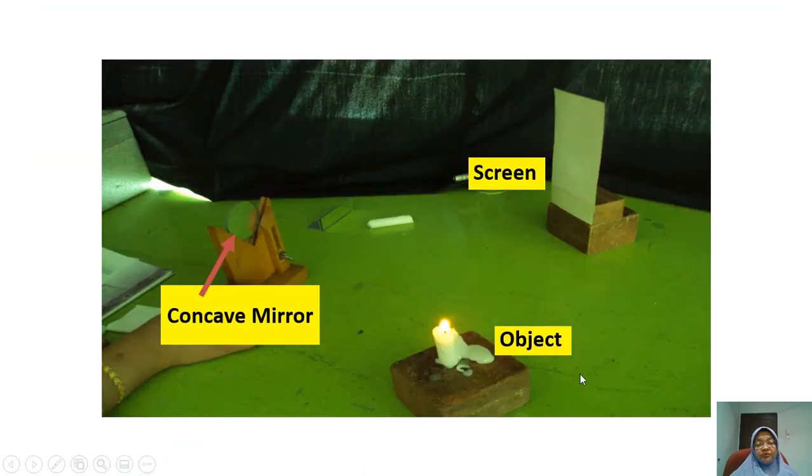Okay, this is the experiment setup to study the image formation through the spherical mirror. So this is the object. I use a candle light, easier. This is the object. Here is the mirror, concave mirror, and here is the screen. So the light from the object, the candle light, will go to the concave mirror, and then will be reflected and goes to the screen.